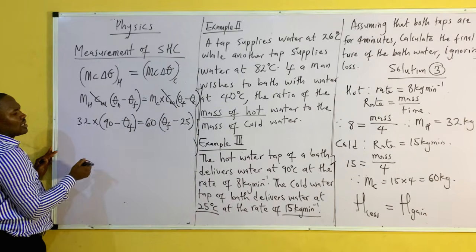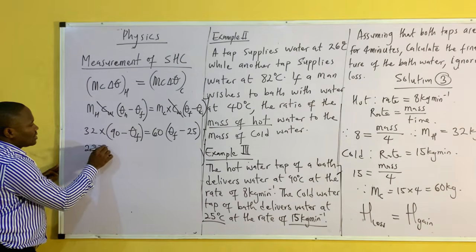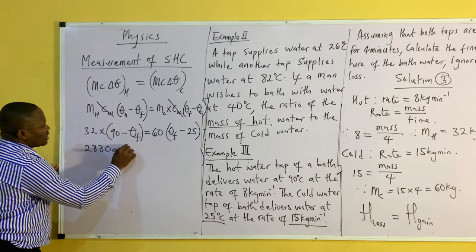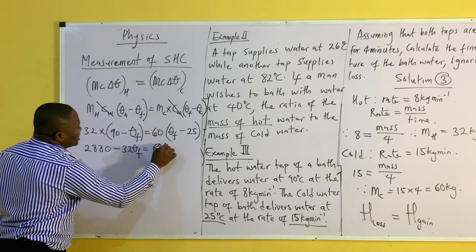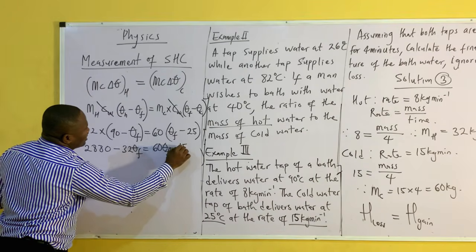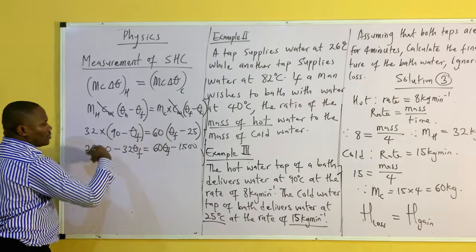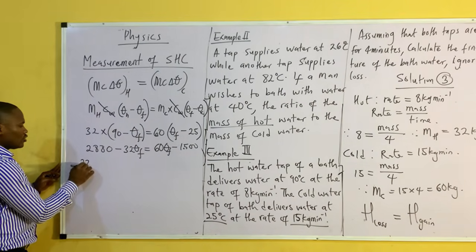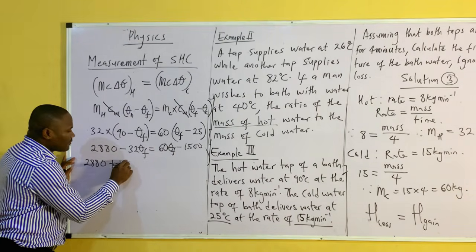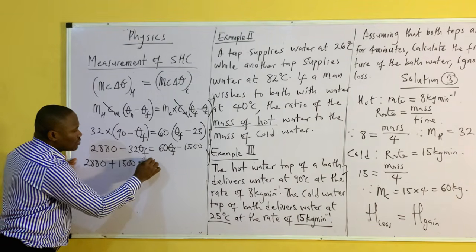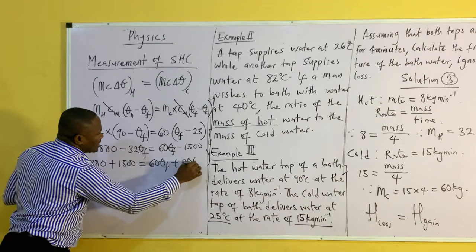So now what do I have? 2880 minus 32 theta f is equal to 60 theta f minus 1500. So now take like terms, let this go here and this go here. So I have 2880 plus 1500 is equal to 60 theta F plus 32 theta F.